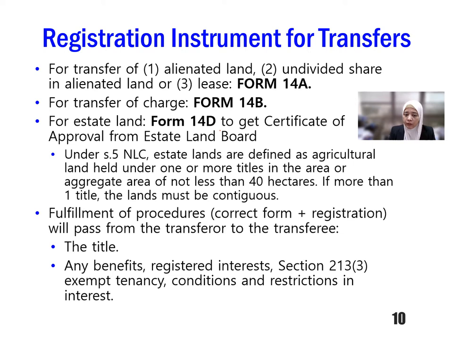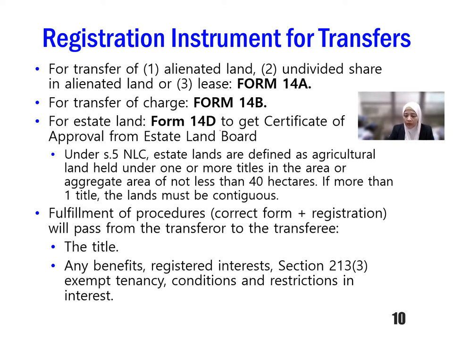Estate land can also be transferred using form 14D. However, you must get a certificate of approval from the estate land board first. It's very, very special because, again, the government wants to protect the agricultural land in Malaysia. So estate land, here is the definition of estate land. Section 5 states that estate land is defined as agricultural land held under one or more titles in the area or aggregate area of not less than 40 hectares. So 40 hectares is 100 acres.